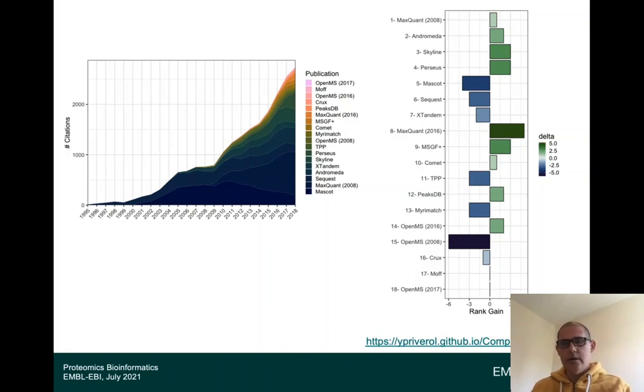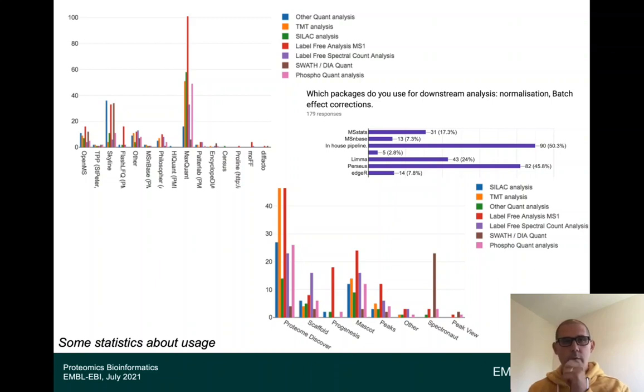As I said before, we did a benchmark 2 years ago when we tried to come up with which are the search engines, the peptide and protein identification tools that are more used by the community. So far, MaxQuant and Mascot are the tools that are more used by the community, and within MaxQuant also Andromeda is the one that is more used by the community. This is in terms of publications.